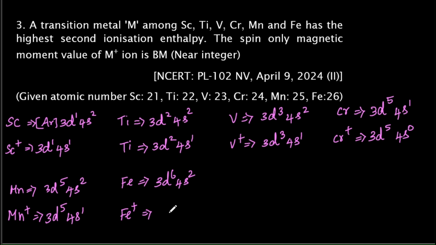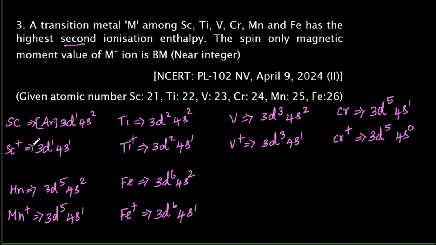Iron in +1 oxidation state, 3d6, 4s1. So now you have to see the electronic configuration of these elements in their +1 oxidation state, and you have to check for which ion there is a stable configuration. So from that ion, if you take the next electron, that is the second electron, it will require more amount of energy.